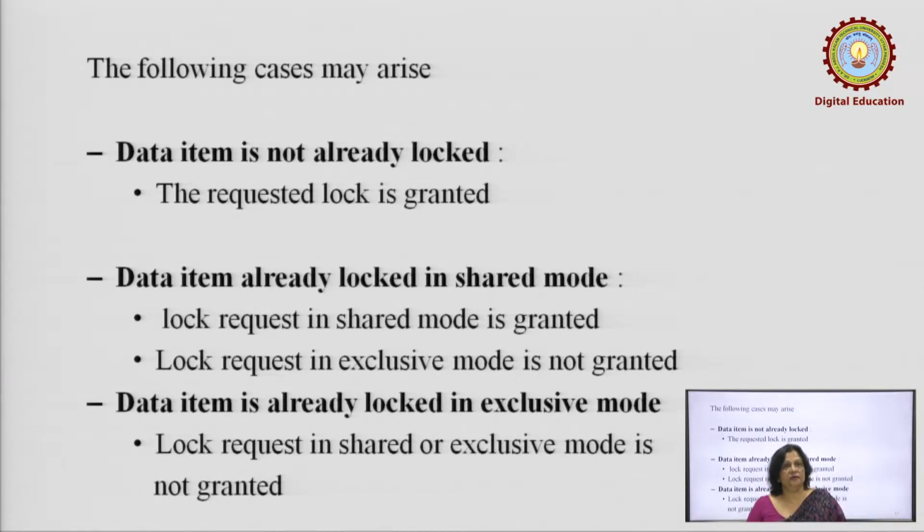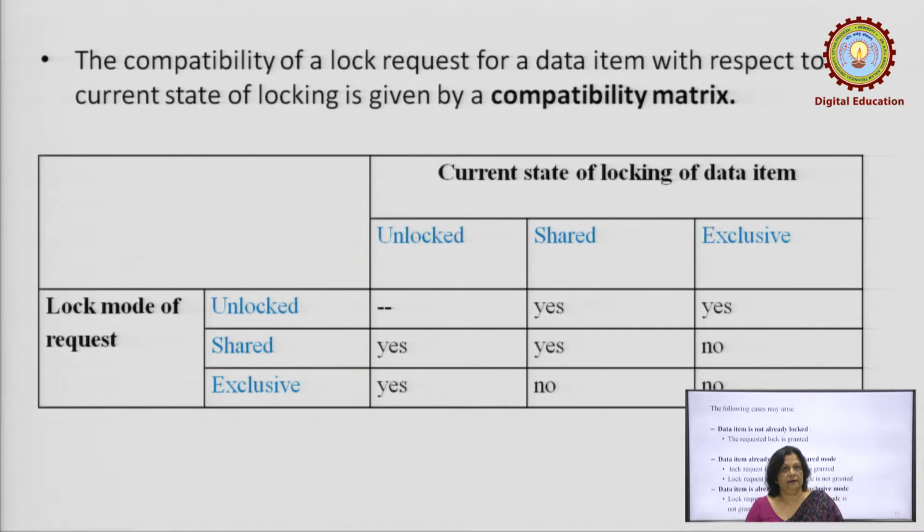First, if the data item is not already locked when there is a request for locking, then the requested lock is granted. The second case is when the data item is already locked in the shared mode. Under such circumstances, a lock request in the shared mode can be granted, but a lock request in the exclusive mode cannot be granted. The third case is if the data item is already locked in the exclusive mode, then a lock in the shared mode or the exclusive mode cannot be granted.